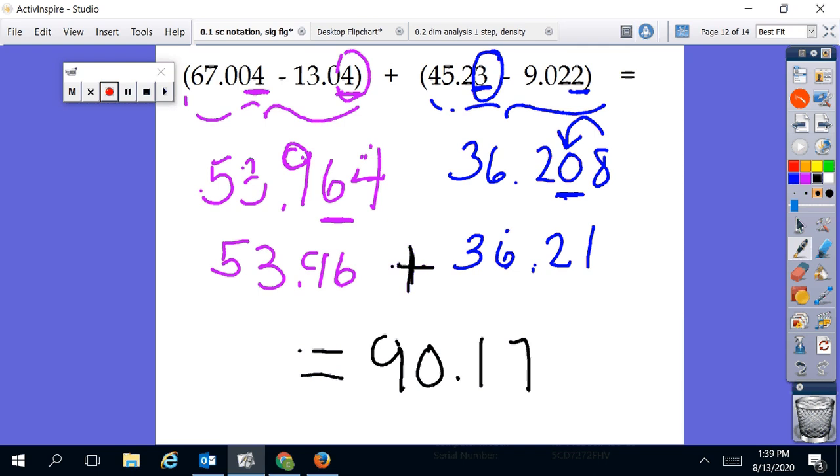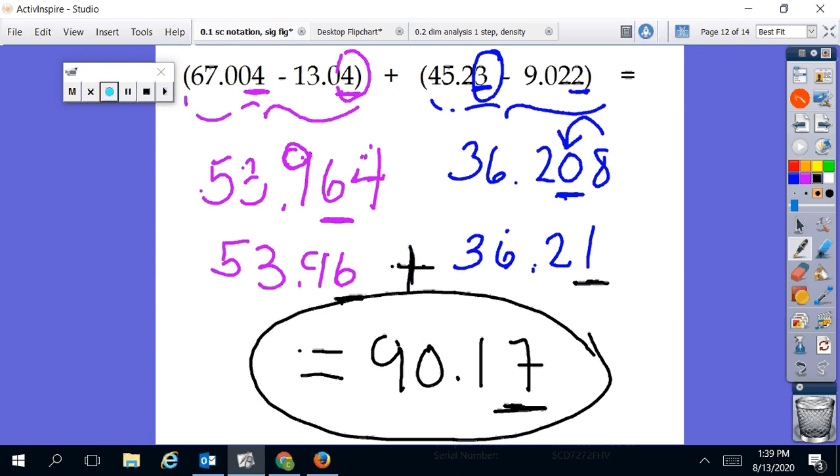Let me check my number of sig figs. This goes to the hundredths place. This goes to the hundredths place. So I am already rounded to the hundredths place. So this is my final answer.